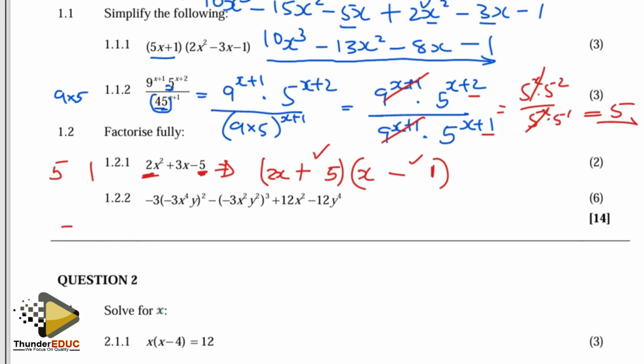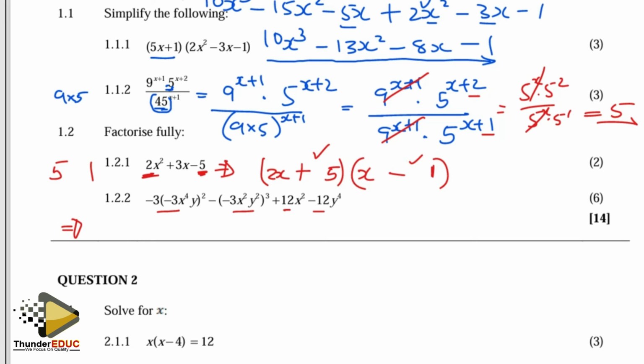Then 1.2.2, it's quite a big question. Let's see what we can do here. How many terms are there? 1, 2, 3, and 4. Okay, there are 4 terms, which means we can do the grouping. We can do the grouping, but let me first simplify the exponents.